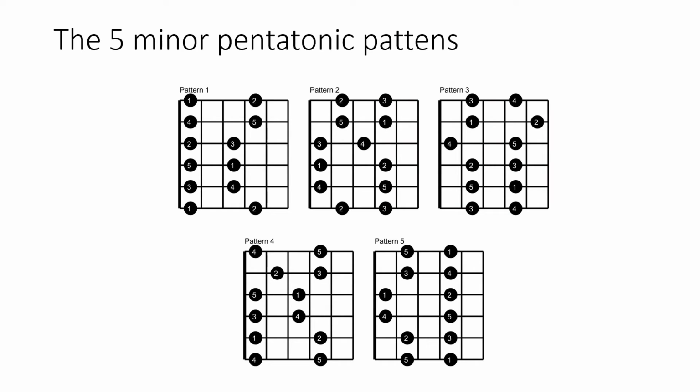These are the 5 pentatonic forms that are most commonly used. Sometimes they're labeled differently. For example, I have seen pattern 5 called pattern 1 and pattern 1 called pattern 2, etc. It doesn't really matter. But in this video, I will be calling this pattern pattern 1.